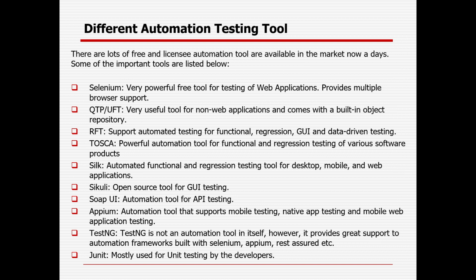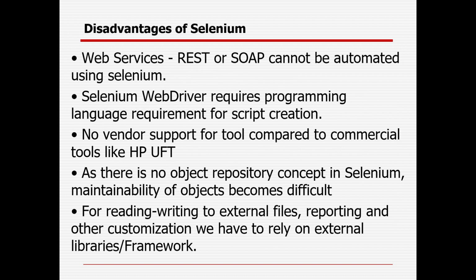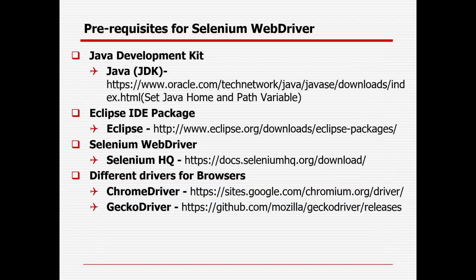There are a lot of tools, free and licensed, available. Based on your customer or organization demand, we can go with a free or licensed tool. There are 4 components: Selenium IDE for record and playback, Selenium RC, and Selenium WebDriver, integrated into Selenium. Nowadays version 4 is also available, and Selenium Grid is primarily for parallel or distributed testing. There are some advantages and disadvantages as well.